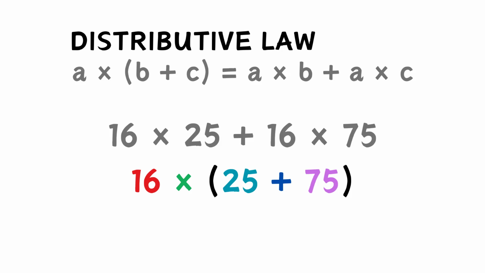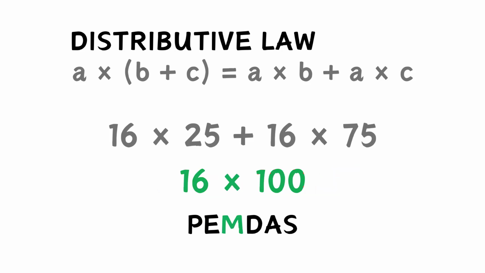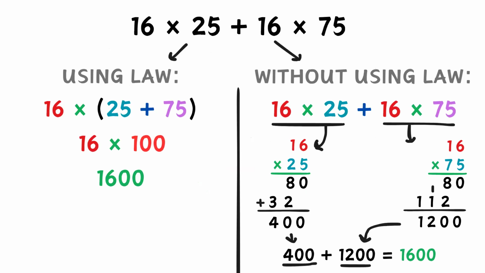Now, according to the order of operations, we should first handle the parentheses. So, adding 25 and 75, we get 100, and we're left with 16 times 100, which we can easily simplify to 1600. By using the distributive law, we avoided some double-digit multiplication and saved a lot of time.